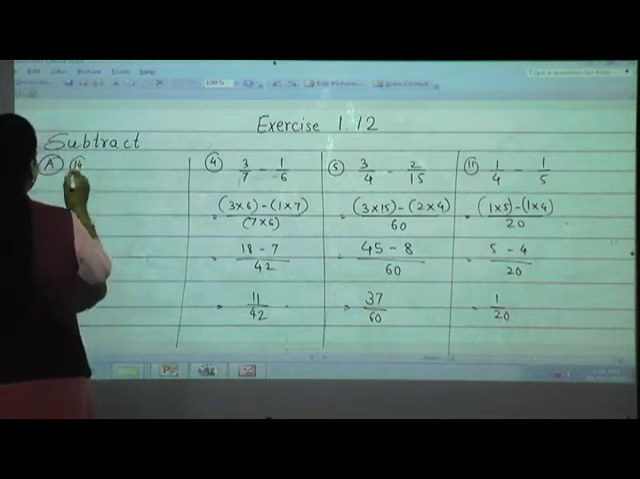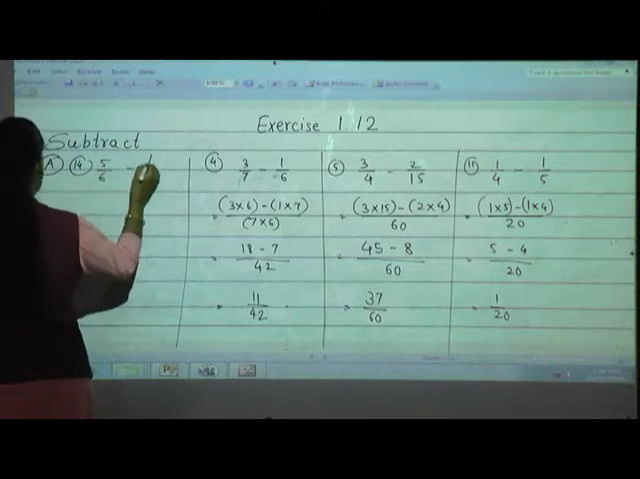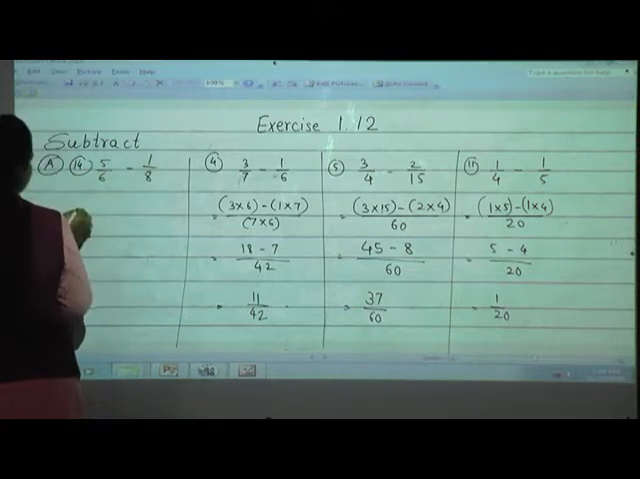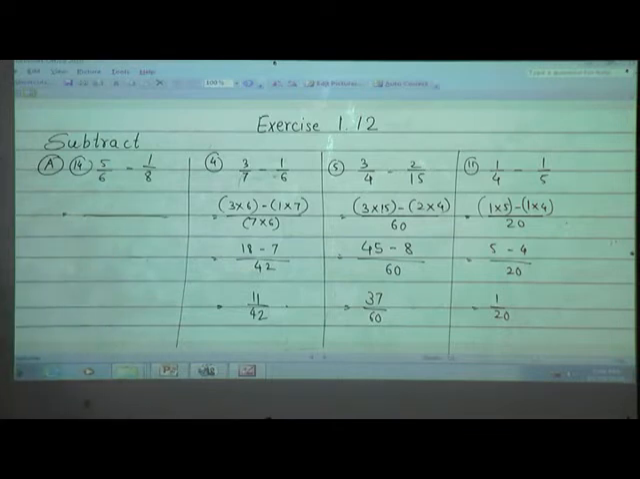See the 14th question: 5 upon 6 minus 1 upon 8. Now see, the denominators are not the same, students. So what do we have to do? We have to multiply, isn't it? So how can we multiply?